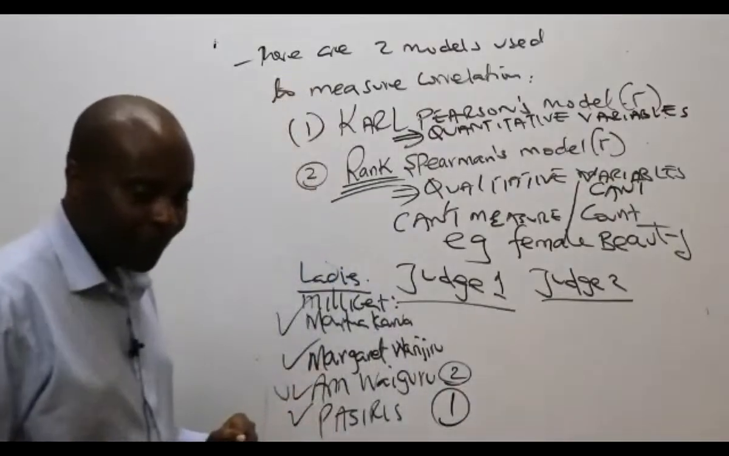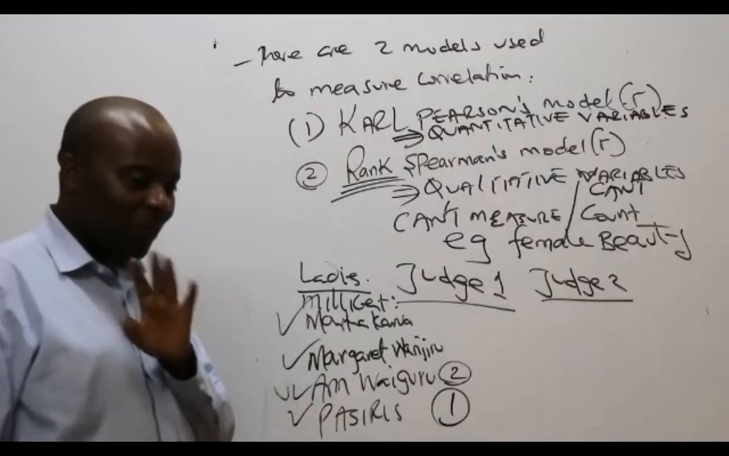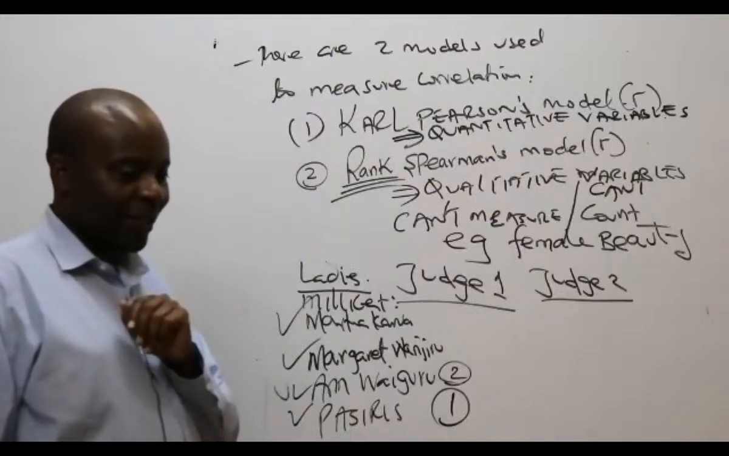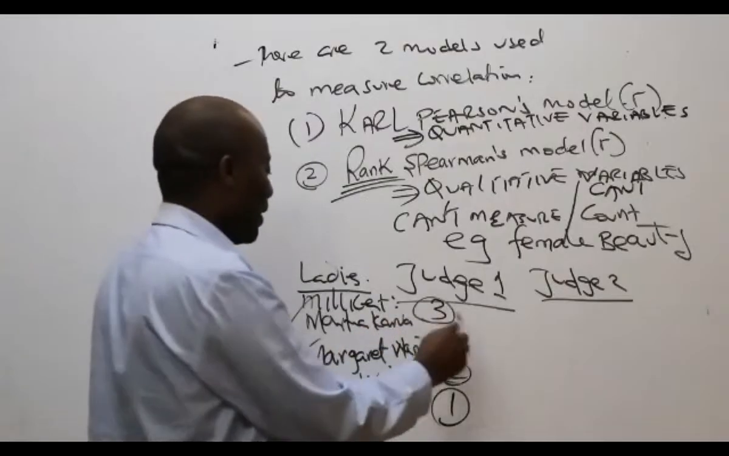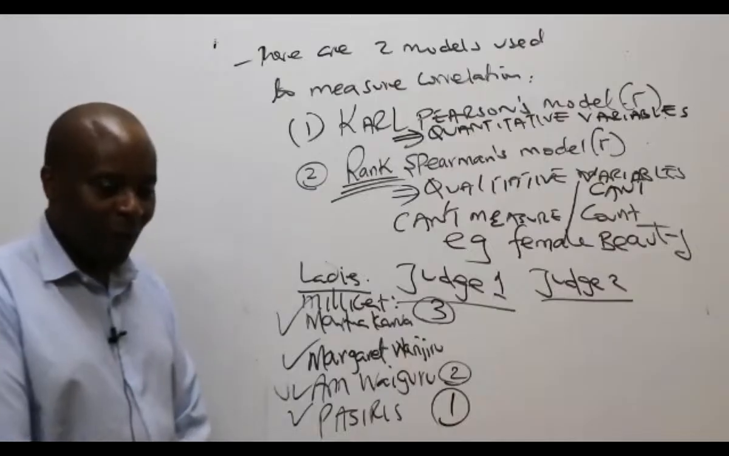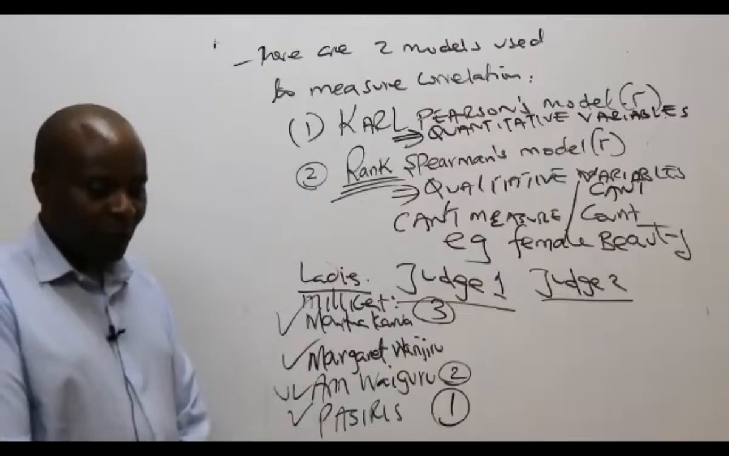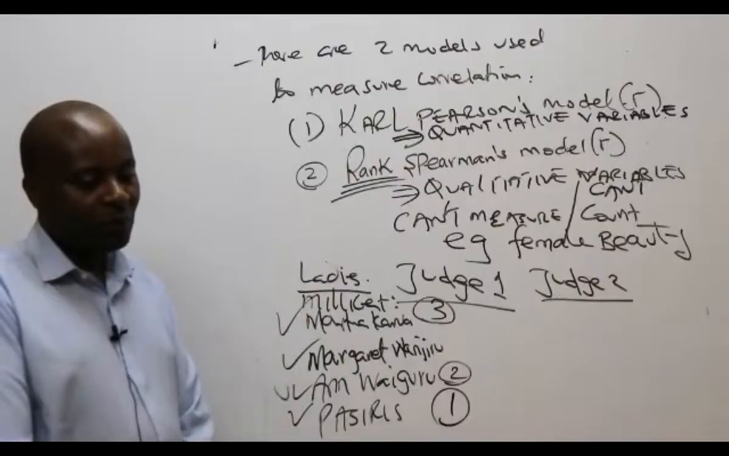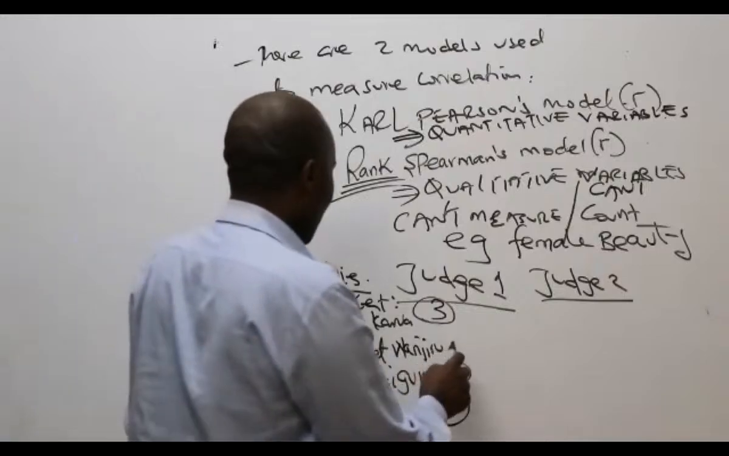Number 3. Gibson, I'm still with you. Number 3 is who? Millicent. Number 3 is Millicent. Number 4 is Margaret. So in this case, number 4 is Margaret Wanjiro.